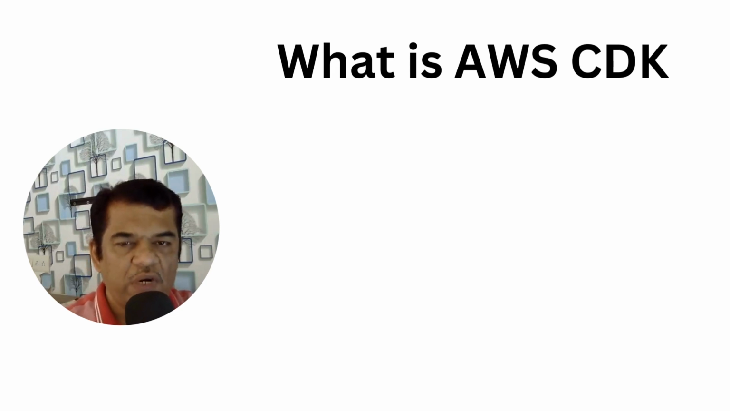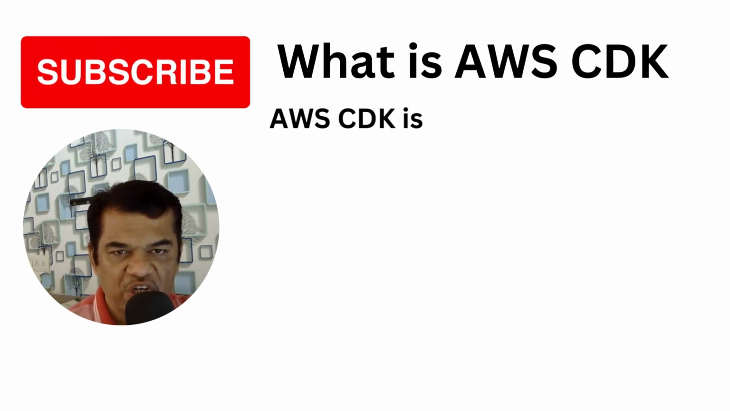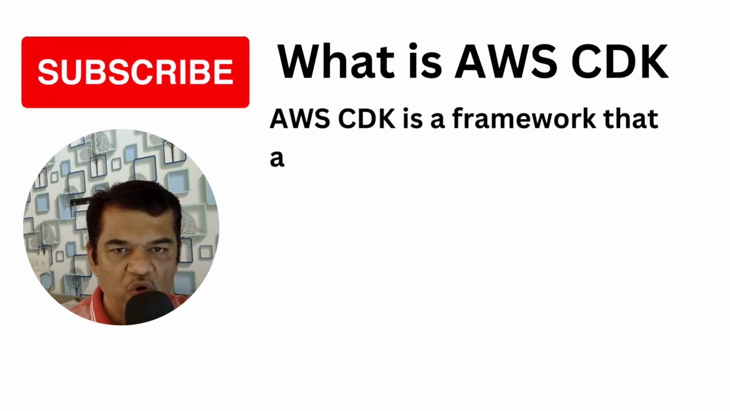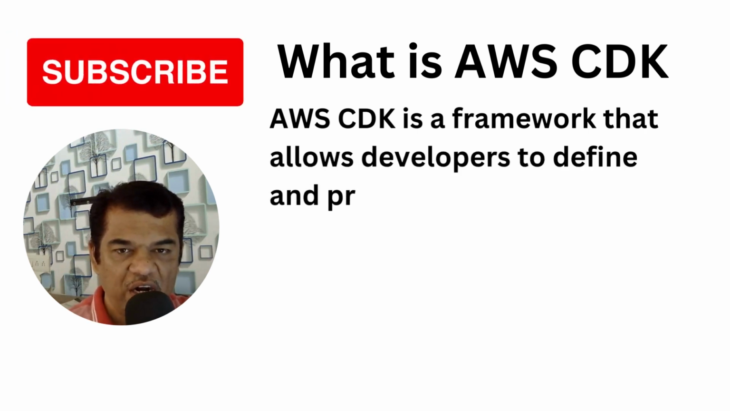So, friends, what is AWS CDK? You might have seen Terraform. With the help of Terraform, you might have done the automation in AWS or any other cloud providers like Google. So here we are discussing AWS CDK. So what is it? AWS CDK is a framework that allows developers to define and provision infrastructure resources in AWS using familiar programming languages like TypeScript, Python, Java, and others.